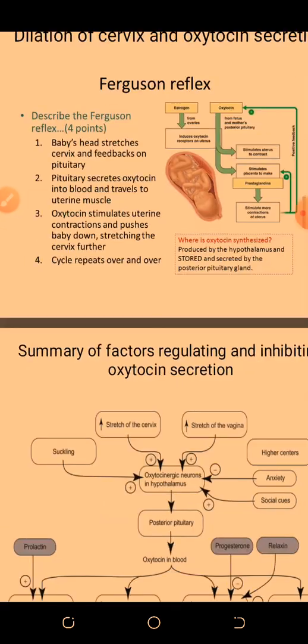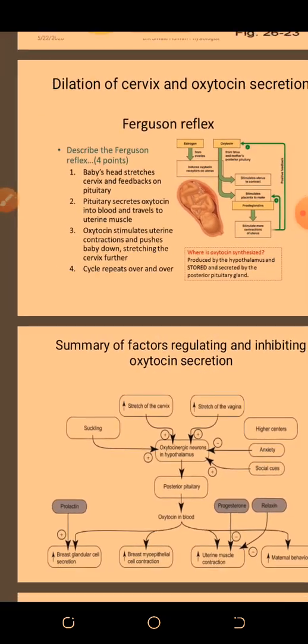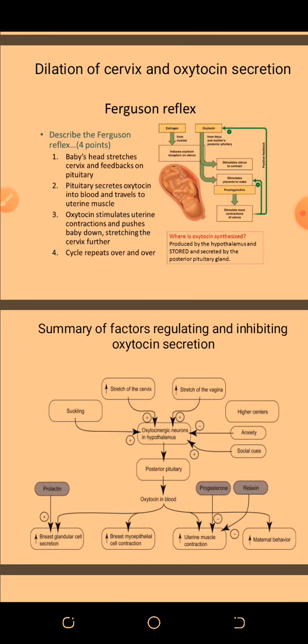So in summary, the factors that regulate and inhibit oxytocin are shown here: stretch receptors, suckling reflex, stretch of the vagina will stimulate oxytocin production. And then from the higher centers, the psychological component, we have anxiety, which will inhibit oxytocin production. Social cues, certain environmental factors, music, will produce oxytocin secretion.